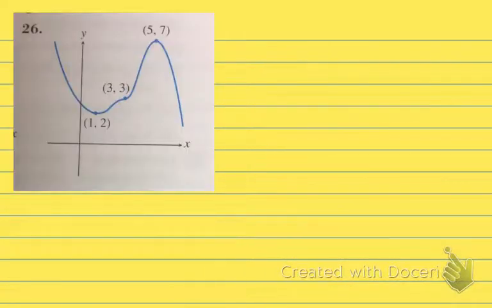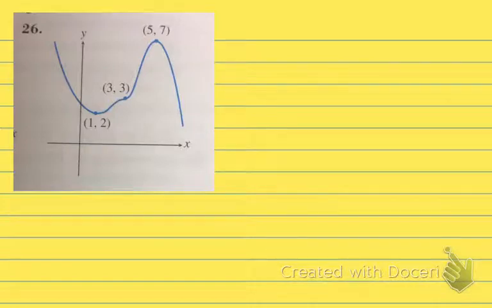Then we move on to number 26, which tells us to state whether each labeled point identifies a local min, a local max, or neither, and identify the intervals on which the function is increasing or decreasing. So we need to look at what's happening at (1, 2), (3, 3), and (5, 7). So let's go ahead and list those points, and we'll record our analysis as we go.